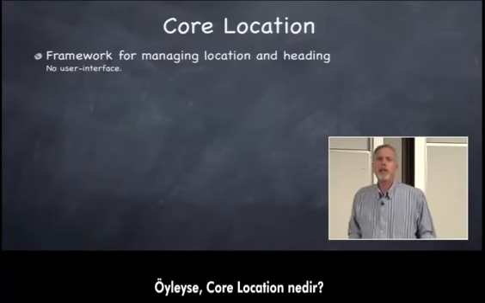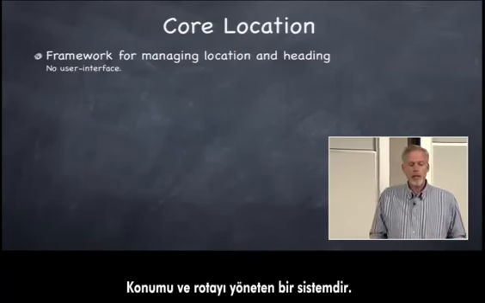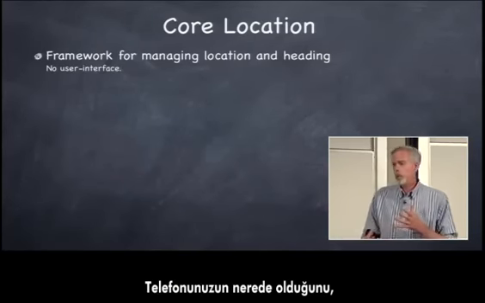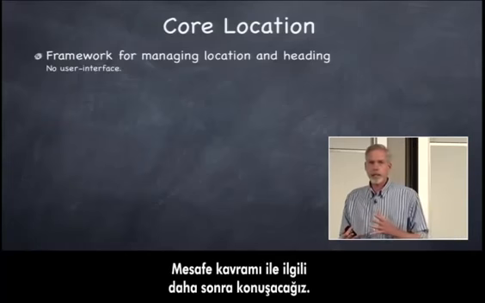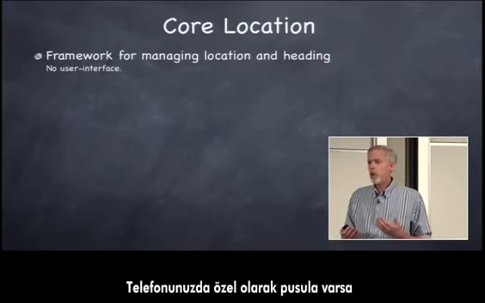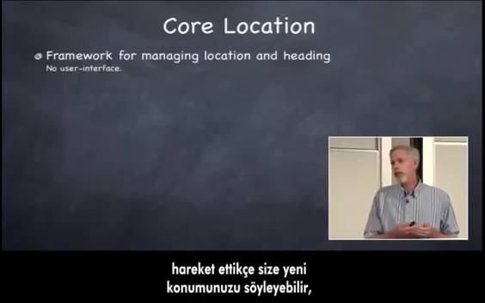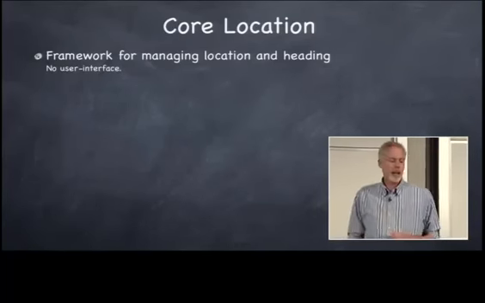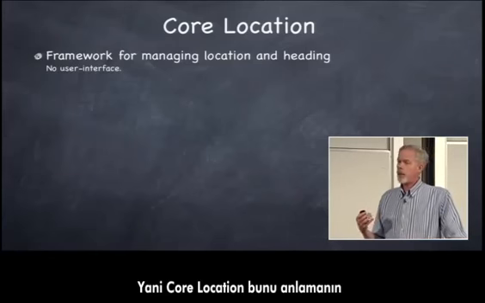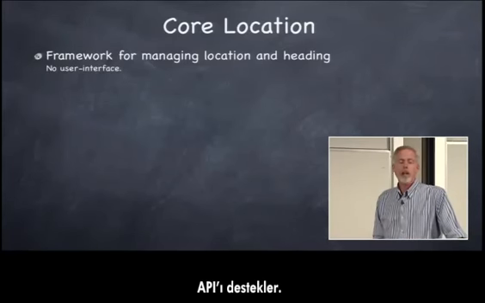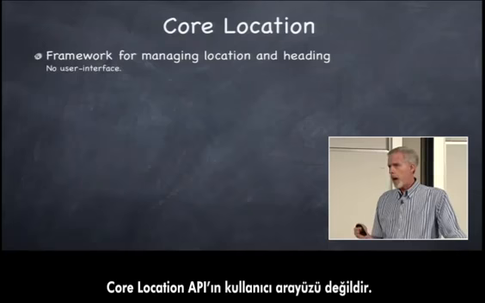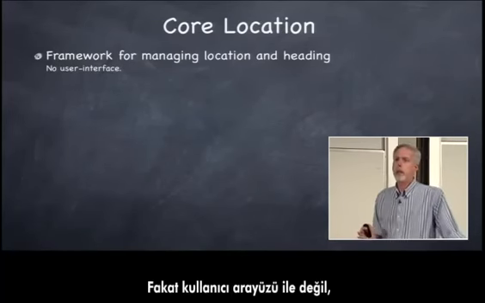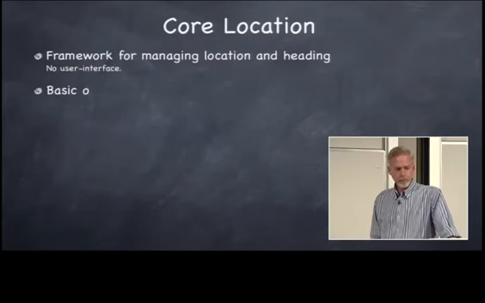So what is Core Location? Core Location is a framework for managing location and heading. All right, so you can imagine that your phone knows where it is to some extent, and we'll talk about what that extent is. And also your phone, if it has a compass in it especially, but even if it's just moving and it can tell the new positions, it can kind of tell your heading, okay? So Core Location kind of abstracts away the figuring that out and provides API. Core Location is not a user interface API, okay? It's object-oriented, but it's not about user interface, it's about your location.